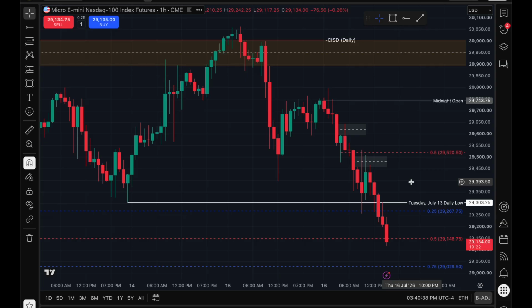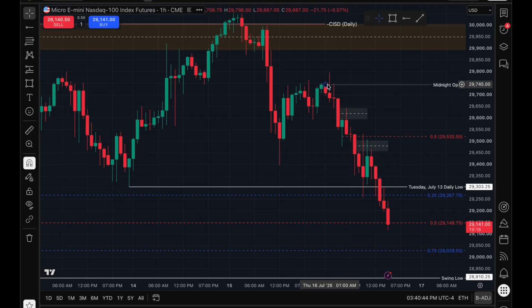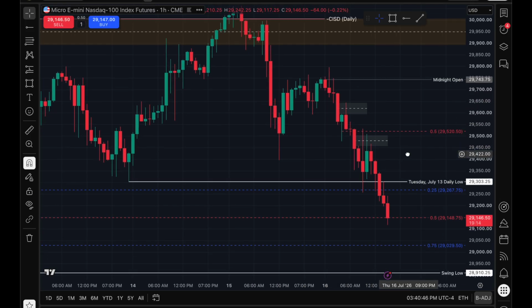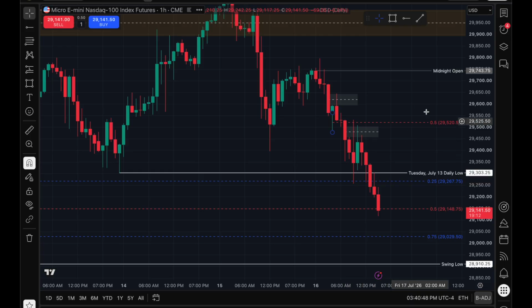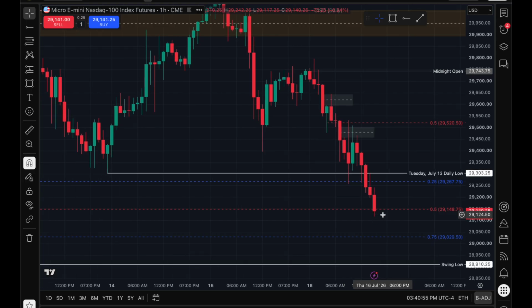I was looking for a classic sell day profile, and it was delivered, leaving London highs untouched as we continue sell side delivery deep into the PM session here. It's 3:40 now. We're still creating lower lows, showing you that price is very heavily bearish today.